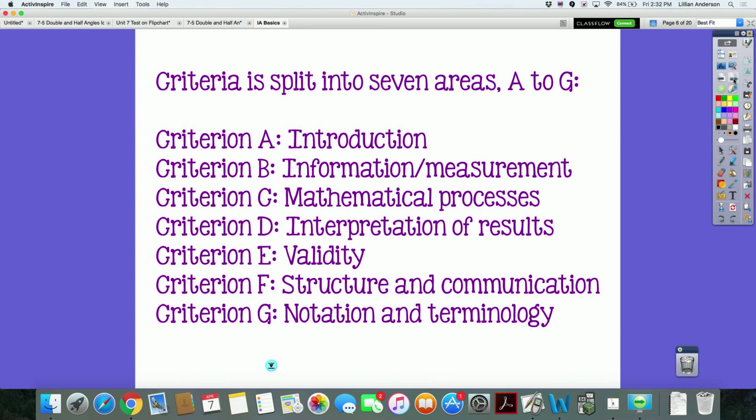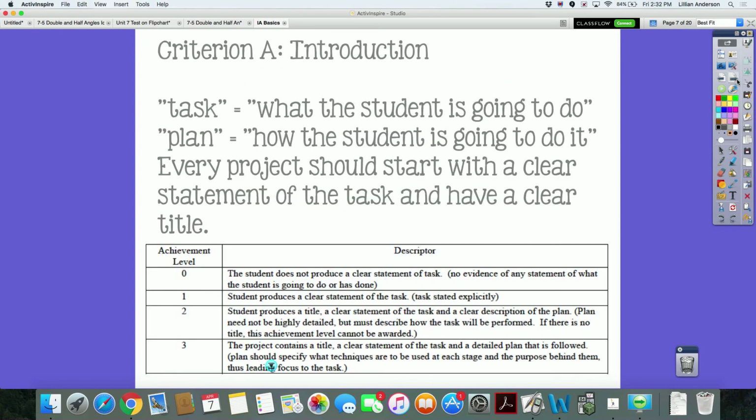So here we go. Looking at criterion A, the introduction. All right, and you guys, this is yours to keep. So if you want to write on it, do whatever, okay? I don't suggest you lose it because you'll probably go back and look at this and say, okay, where's my introduction? Is it a 2? Is it a 3? What is it?